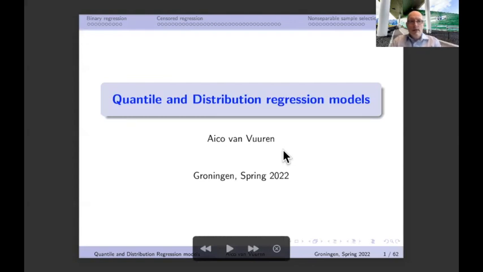This is the second part of my lecture series. It actually has exactly the same name, also here, quantile and distribution regression models. What we should realize is that we have already looked at quantile and distribution regression models, but the models that we have looked at so far were quite standard. We could essentially compare them to the standard linear regression model that we know from the beginning of econometrics.